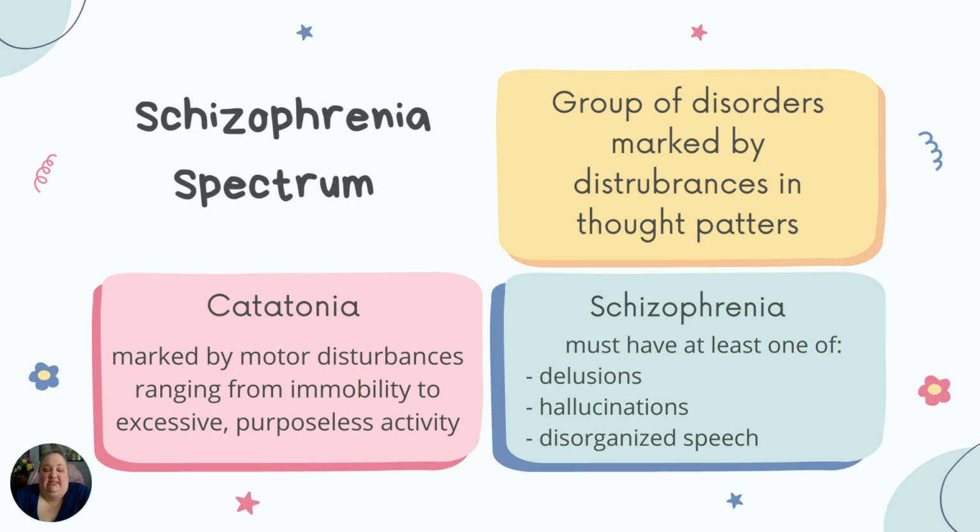We had the schizophrenia spectrum. It's a group of disorders that are marked by disturbances in thought patterns. So we have catatonia, which is a motor disturbance ranging from immobility to excessive or purposeless activity. Catatonia is literally being there but not being aware of anything, like the lights are on but nobody's home. Schizophrenia in and of itself has to have at least one of the below: either delusions, hallucinations, or disorganized speech.